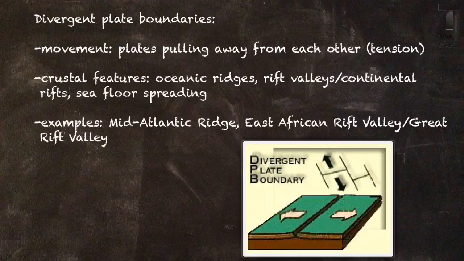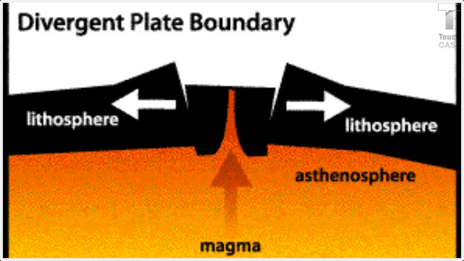Real-world examples would be the Mid-Atlantic Ridge, which is located at two oceanic plates that are pulling away from each other, and the East African Rift Valley or Great Rift Valley, which is located at two continental plates that are pulling away from each other. Here's a simple diagram of what it would look like at a divergent plate boundary.